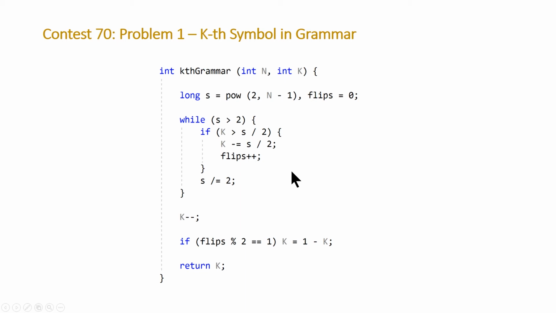And whether k is in your second half or first half, we're always going to divide s by 2, so halve the value of s. Once we've completed this, our value of k is either going to be 1 or 2, so we have to do a post decrement in order to change that to 0 or 1. And then the last thing to do is, if flips is odd, then we have to change k from either 0 to 1 or 1 to 0, and then just return k. So that's the first solution on how to solve this problem, and that's what I did during the contest.